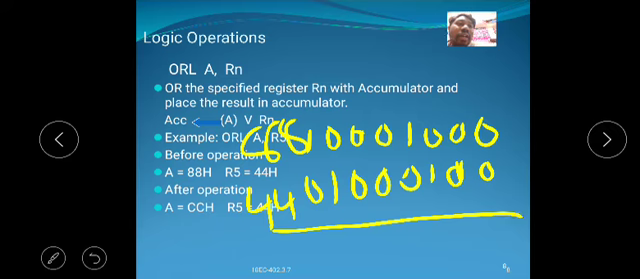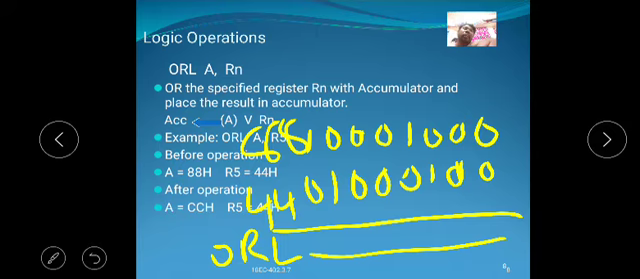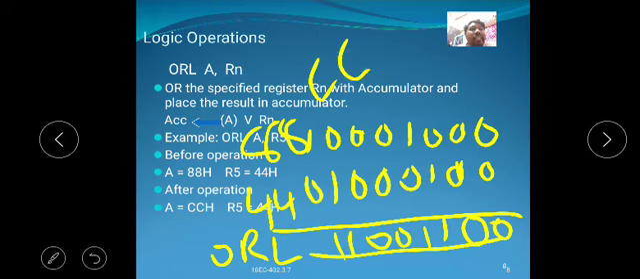Then the OR logic operation: in the OR logic, if any one of the inputs is high, the resultant will be high. Applying this bit by bit, we get 1100 1100, which represents CC.